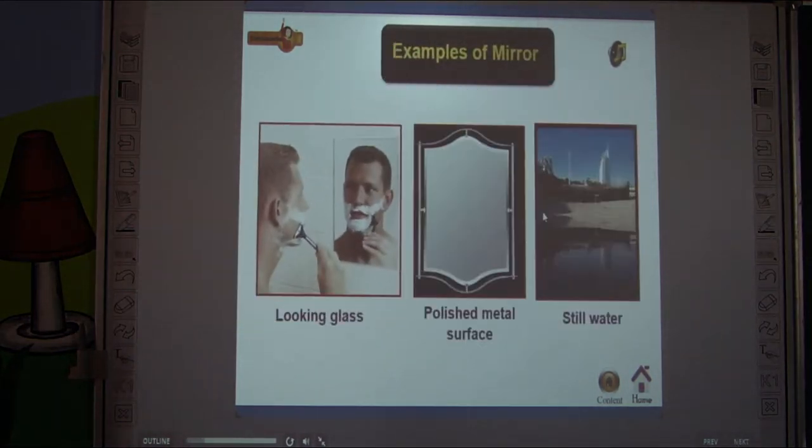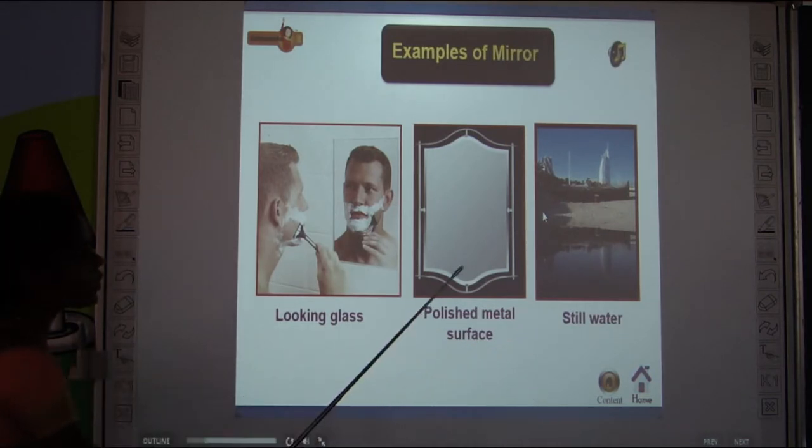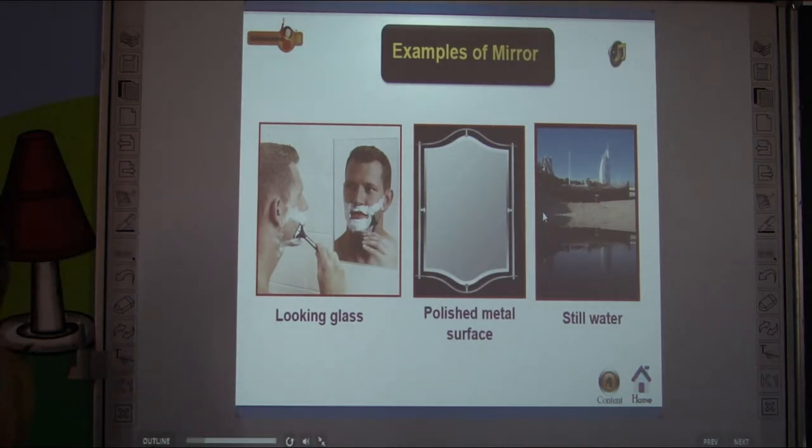What are all the examples of mirror? See, looking glass, polished metal surface, still water are the examples of mirror. Why? Because it reflects the ray of light. So it is known as a mirror.